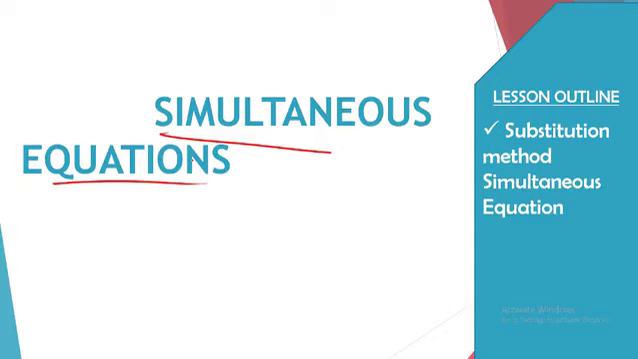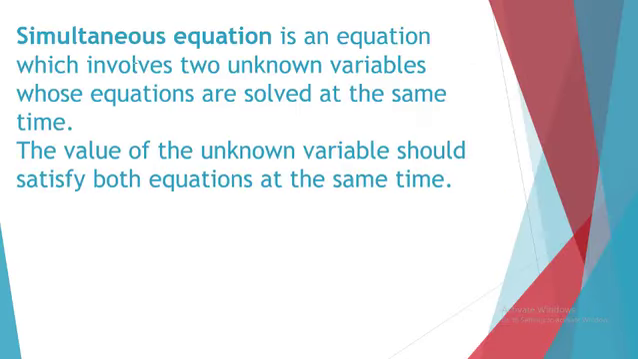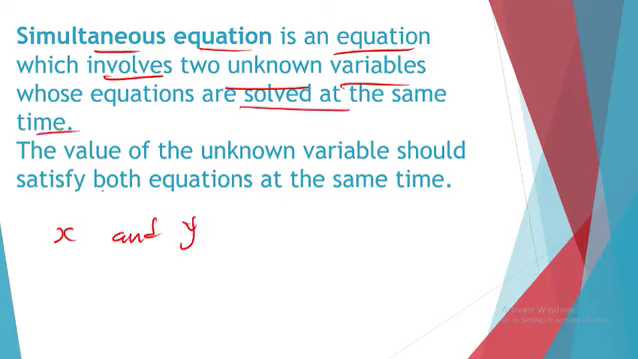Welcome back. In this study today, we'll be looking at the substitution method of simultaneous equations. Let us start with the definition of simultaneous equations. A simultaneous equation is an equation which involves two unknown variables, which may be x and y, whose equations are solved at the same time. The two equations are solved at the same time.